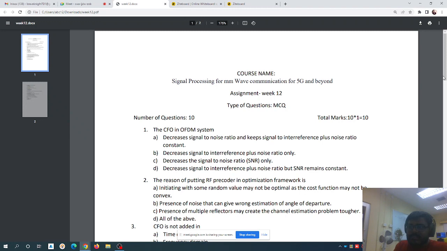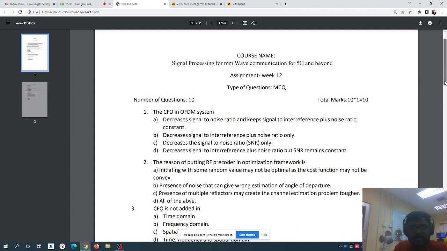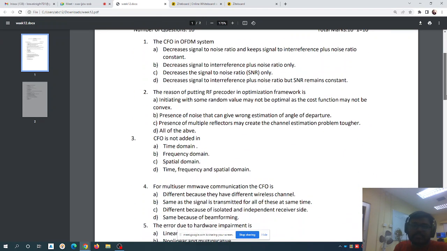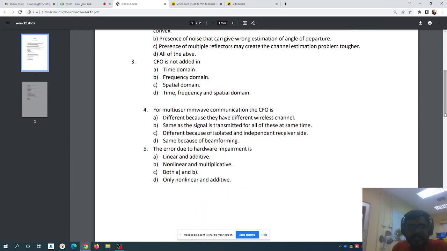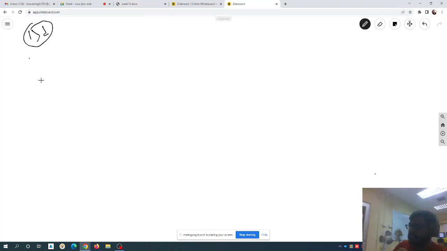The next question here is, this has also been discussed. So I am just discussing the things that have not been discussed till now. So the first thing, for question number 4, for a multi-user millimeter wave communication, the CFO is, so if we think for a multi-user millimeter wave communication, that is the scenario for this type of scenario.